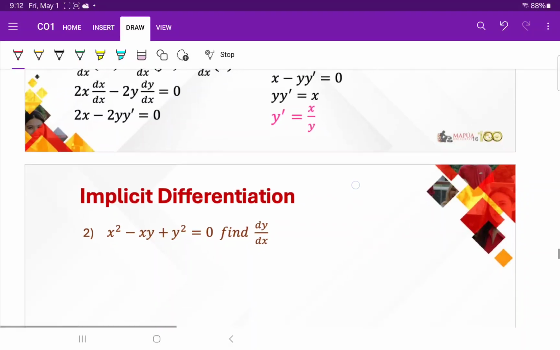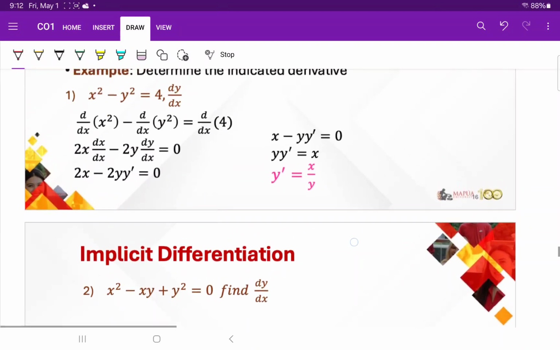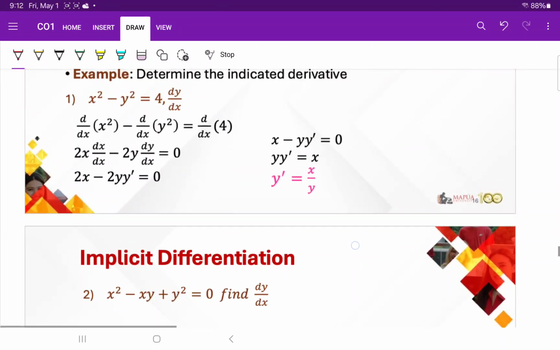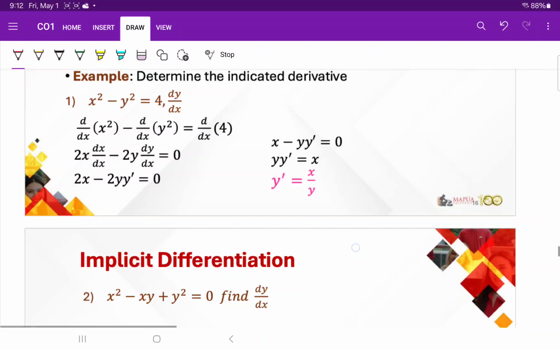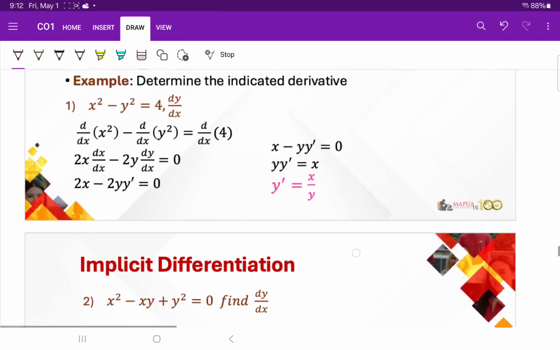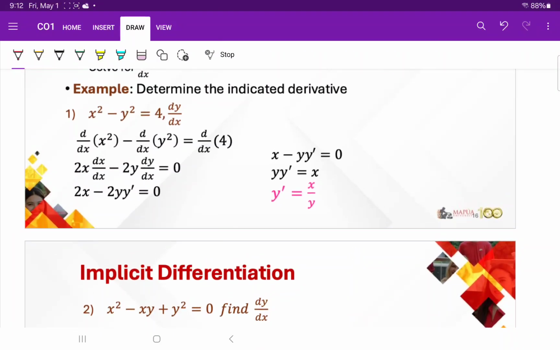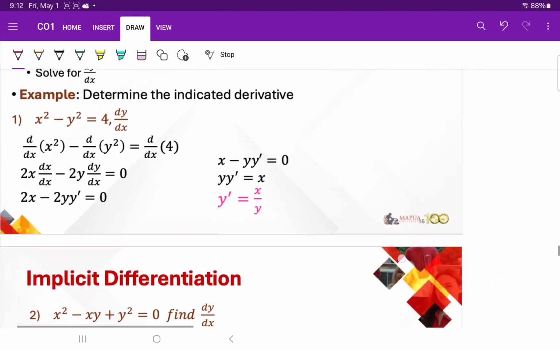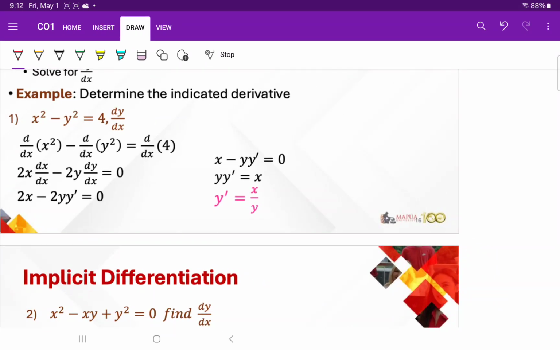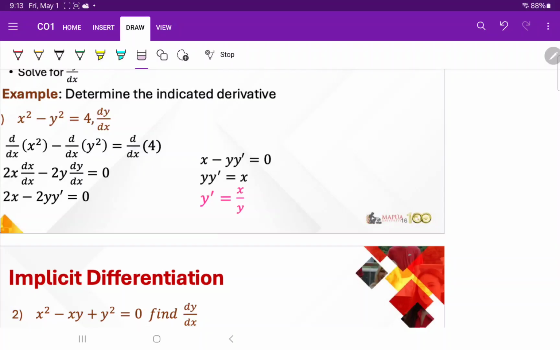So, x squared minus y squared is equal to 4. Okay, so let's solve this one here. Let's solve it this way. We may disregard this first, because I told you that you don't write these steps anymore, right? These steps here. Alright, so let's solve it using another option.